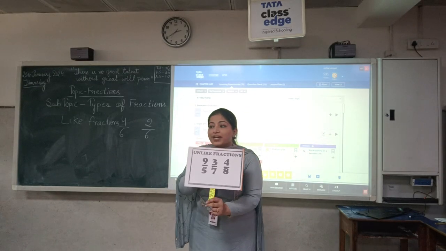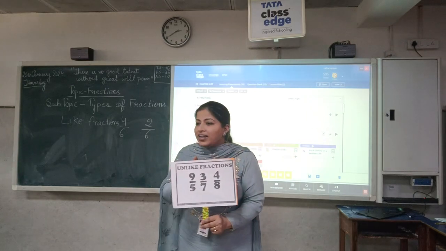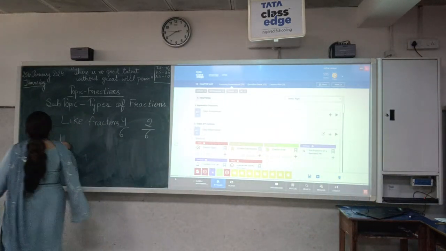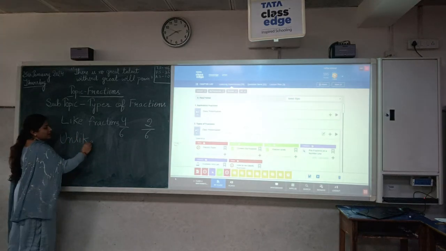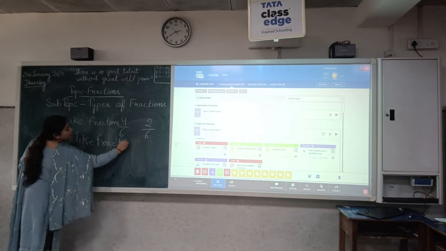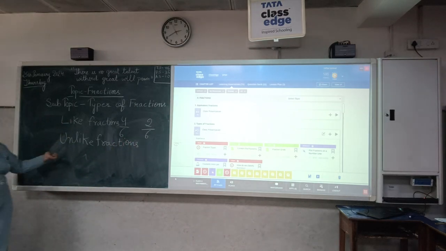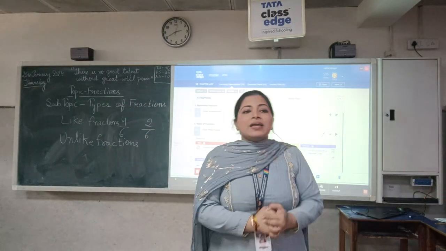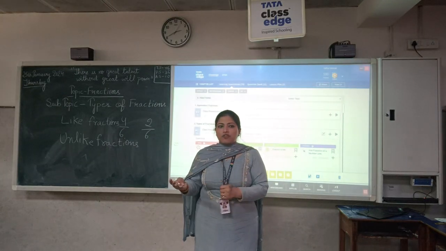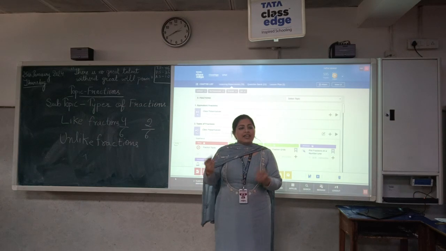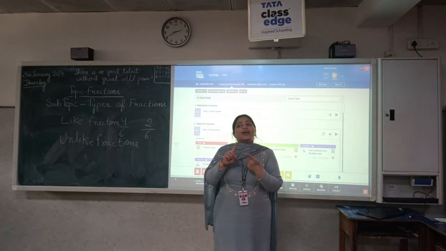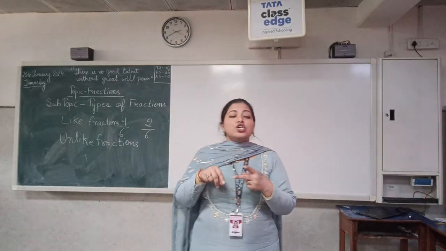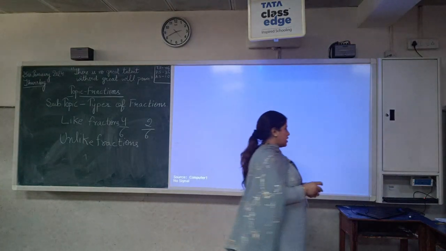So here the denominators are different. That's why they are called unlike fractions. When the denominators are different, they are called unlike fractions. This like fractions and unlike fractions, you have already studied. Now let's study the different types of fraction which we have: unit fraction, proper fraction, improper fraction and mixed numbers. So these 4 types of fractions we are going to study today.